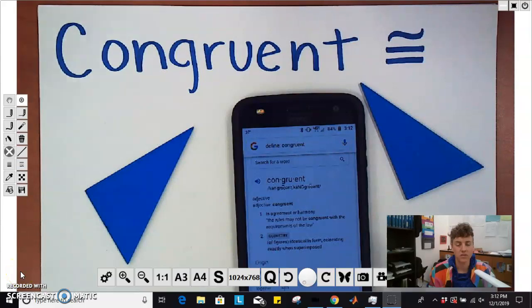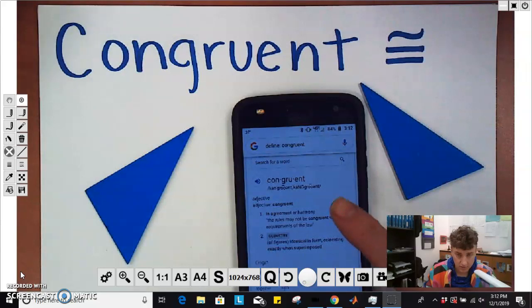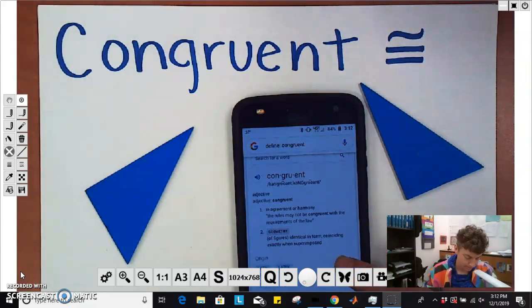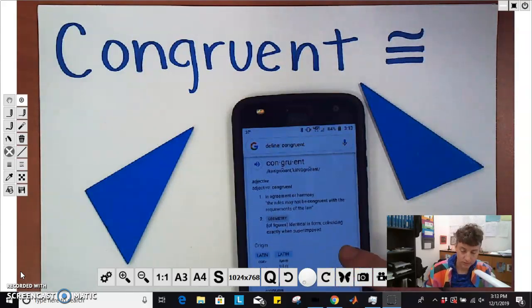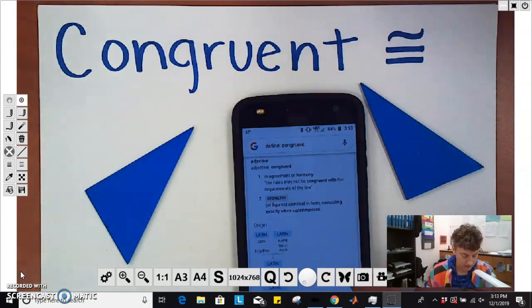What's up, scholars? Let's talk a little bit about the word congruent. So I went to my good friend the Goobs and asked, define congruent. It says it's an adjective, which means it's describing a noun. It can mean in agreement or harmony. I kind of like that. An example sentence: The rules may not be congruent with the requirements of the law.